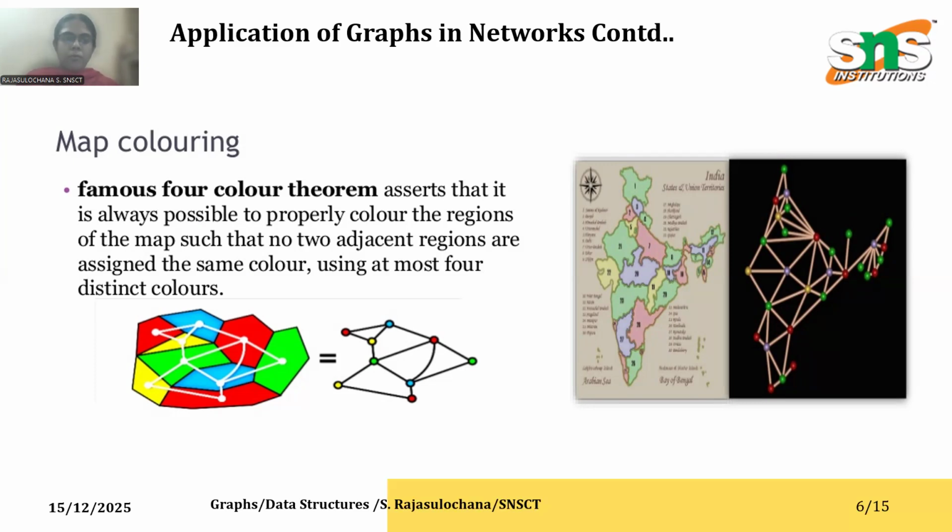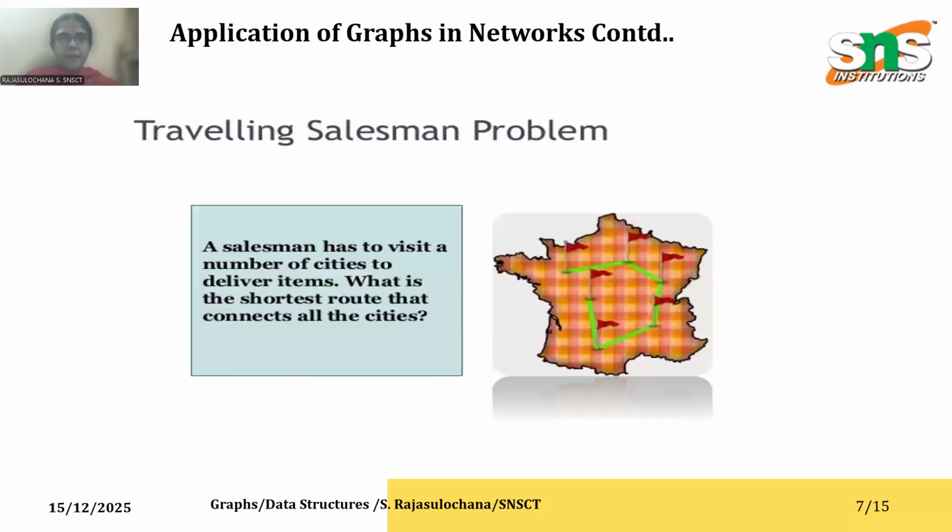Let me repeat the problem once again. You are given a map, and you need to color all the regions in the map. While you are coloring, you need to make sure no two adjacent regions have the exact same color, and all the regions have to be colored with at most four distinct colors.